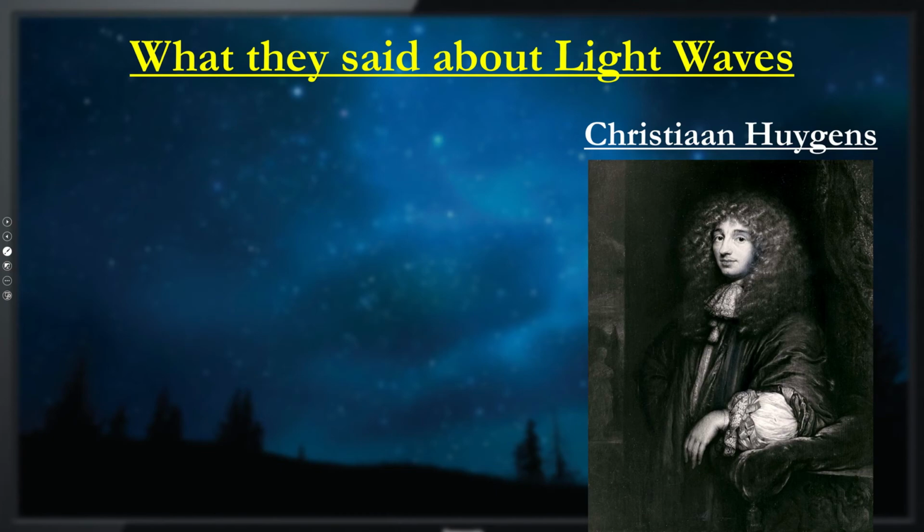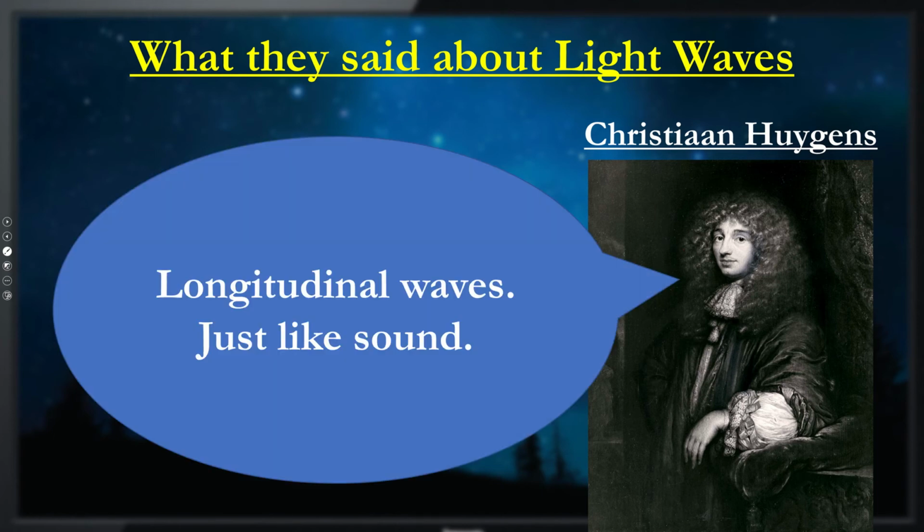In previous discussions, we've talked about what was first initially said about light waves. Christiaan Huygens believed that light behaved like a wave, not a particle. He did have some errors in his predictions. He thought that light would act like a longitudinal wave, like sound.